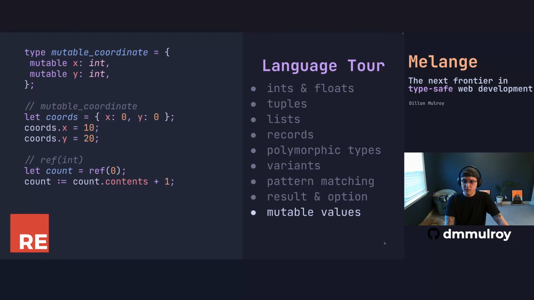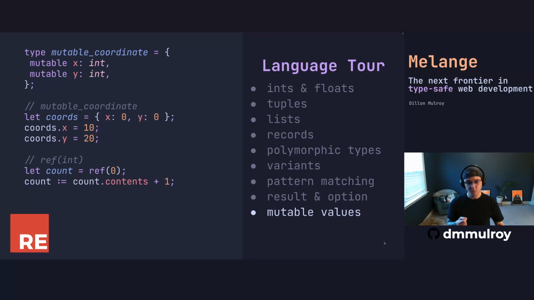Now, I spoke earlier that we have the option to opt into mutability. We can do that in two main ways. The first being marking record types with the mutable keyword. Let's say we have this mutable coordinate type. We can mark x and y as mutable. Then we make a coords record, which is being inferred to be our mutable coordinate type. And then just like TypeScript, using dot notation, we can say coords.x equals 10, coords.y equals 20.